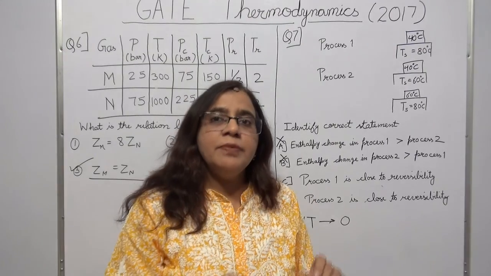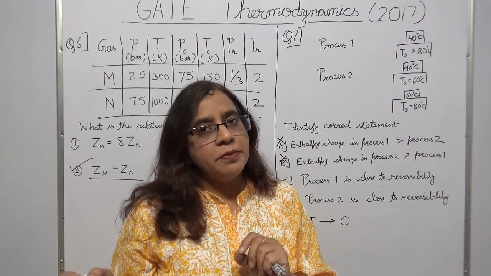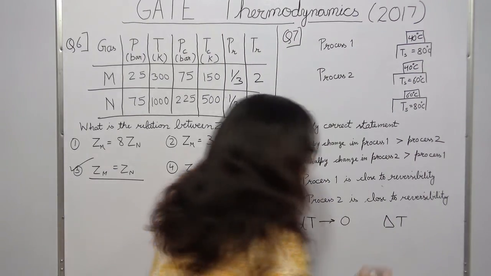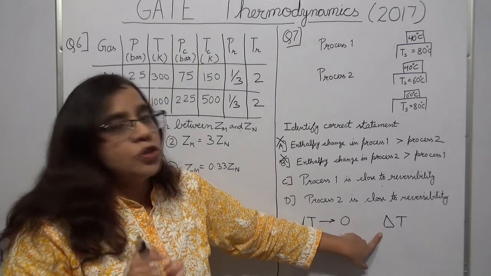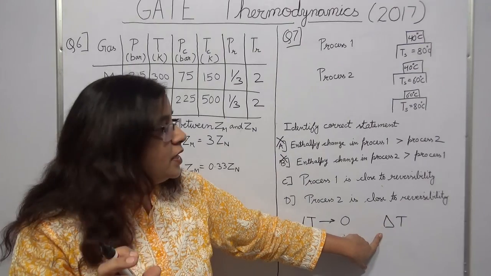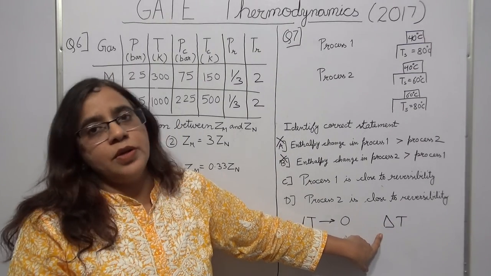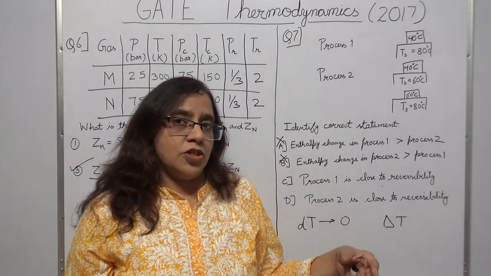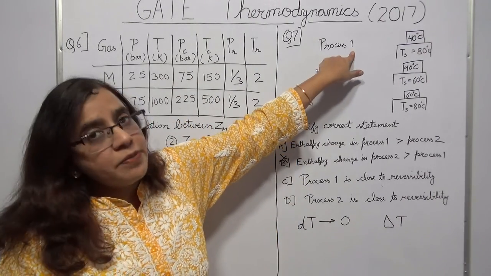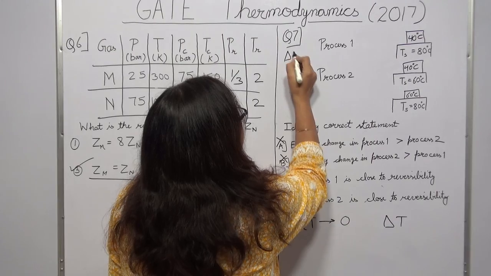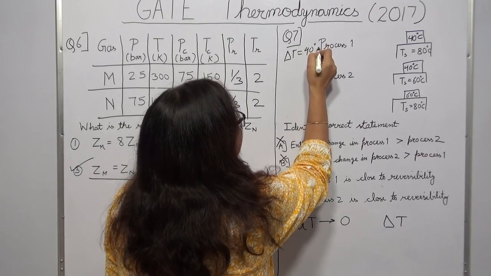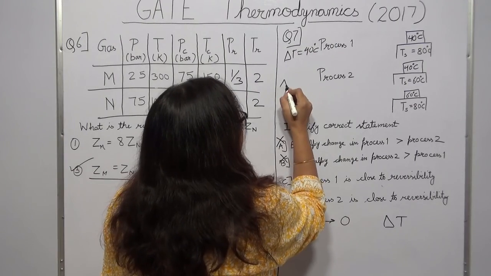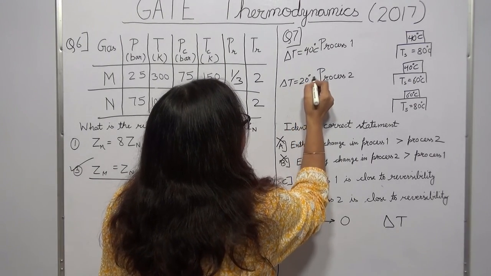But that process can be close to reversibility or far from reversibility depending upon the value of delta T. If the heat transfer is taking place through a small difference in temperature, then that process is closer to reversibility as compared to the process which is taking place when the temperature difference is large. So in this case, let's see what the temperature difference is. Your delta T for process 1 is 40 degrees centigrade. In process 2, the heat transfer is always taking place when delta T is equal to 20 degrees centigrade.